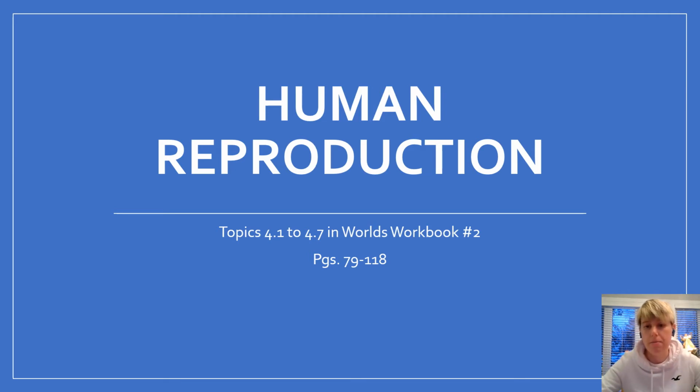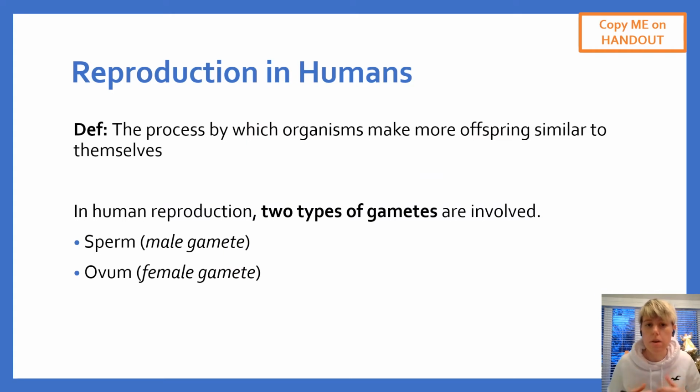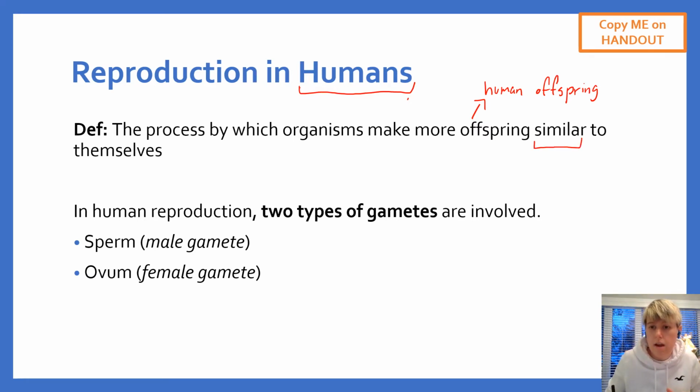So let's get started. When we're looking at reproduction in humans, it's defined as when organisms are making offspring similar to themselves. Because we are talking about humans, the offspring in this case is going to be human offspring. We also need to remember that it is similar and not identical because humans undergo sexual reproduction.